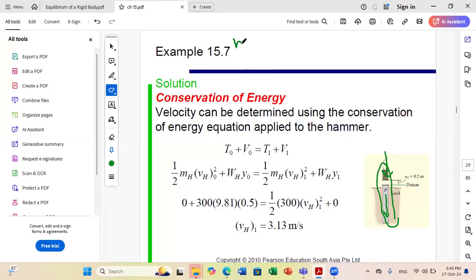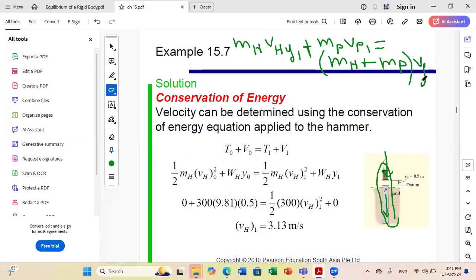So I can say that mass of hammer times velocity of hammer along y at state 1, plus MP times VP at state 1, is equal to, since it's a plastic collision, so they will couple with each other, MH plus MP times V final. This is our equation. Now, what do we know about the initial state? For the initial state, the pile was at rest, so VP is 0.